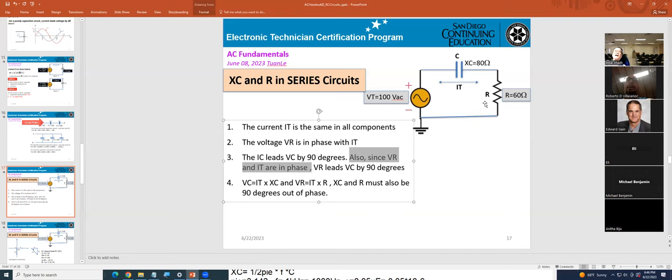And that will also be the same as IC, or we call it I total, IT. So IR and IC, only one current. So that's why IR and IC will be in phase. And IR and VR, that means the voltage across the resistor will be in phase.